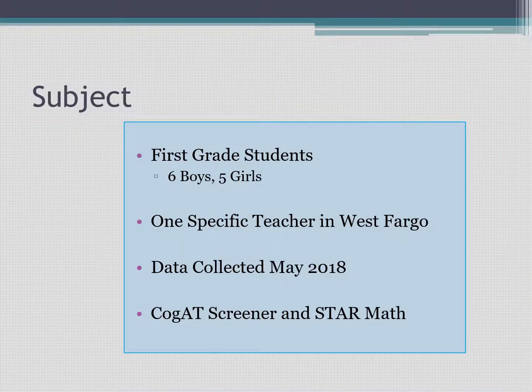The subjects that I used for this study would be first grade students. I had 6 boys and 5 girls that I had data points for in both the Cognitive Abilities Test and STAR Math. This is very specific to just one teacher that I work with in West Fargo. The data was collected in May of 2018 for both tests, and I used the COGAT screener, which would be the first 3 sections of the COGAT full test. There are a lot more sections than 3, but there would be 1 section for verbal, 1 for nonverbal, and 1 for quantitative. And then I also used the STAR Math test from these first graders.